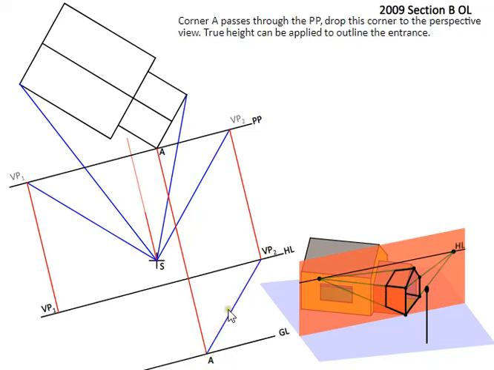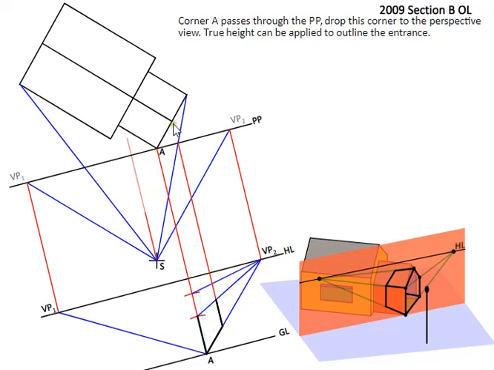So we can bring corner A back to VP2, back to VP1, mark off the 25 height, draw in the base of it, mark off the 40 height this time, and again this front edge can act as a height line here for this point here. So we join that back.